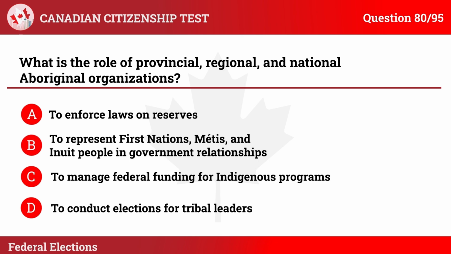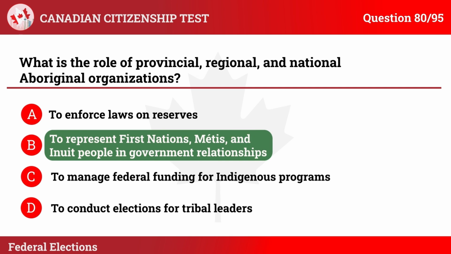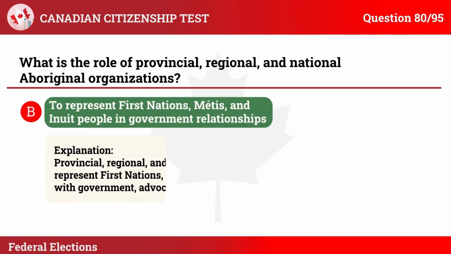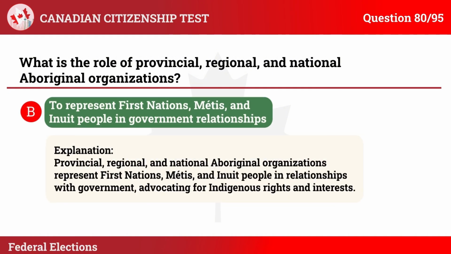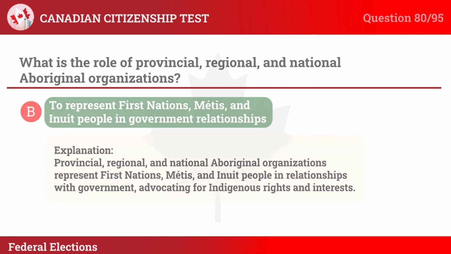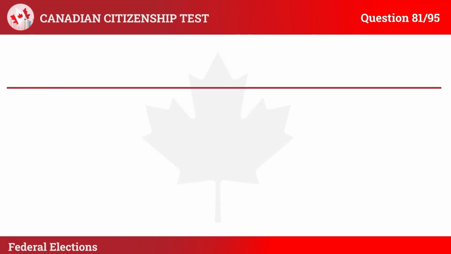The correct answer is B. To represent First Nations, Métis, and Inuit people in government relationships. Explanation: provincial, regional, and national Aboriginal organizations represent First Nations, Métis, and Inuit people in relationships with government, advocating for Indigenous rights and interests.